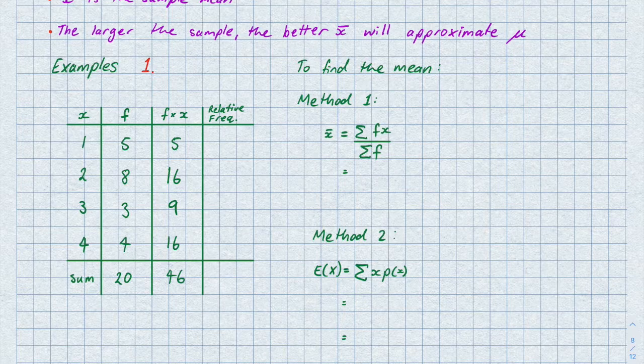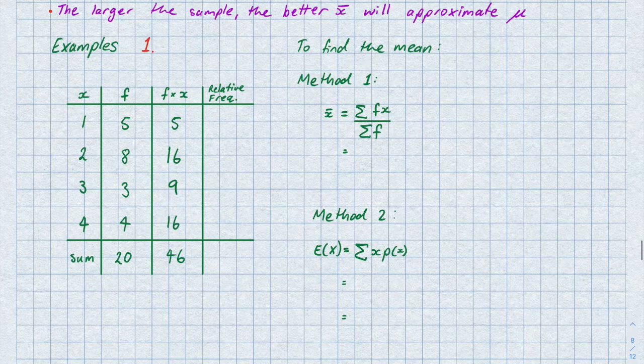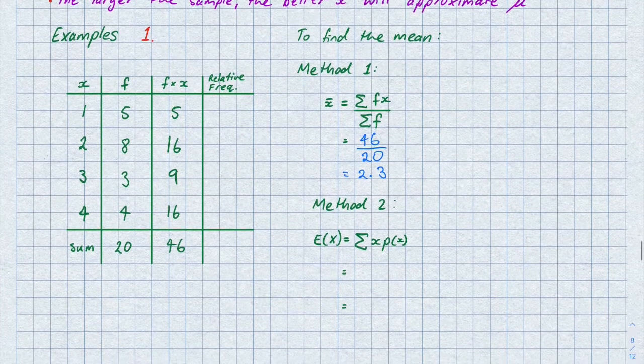So back in year 8, you learned how to find the mean using this formula here, where you've got the sum of the fx column, the sum of all your scores, divided by the sum of the f column, the frequency column, which is how many scores you have. So all your scores add to 46, and there are 20 scores. To simplify that, I can divide by 2, I get 23 on 10, and 23 on 10 is the same as 2.3. So our mean is 2.3.